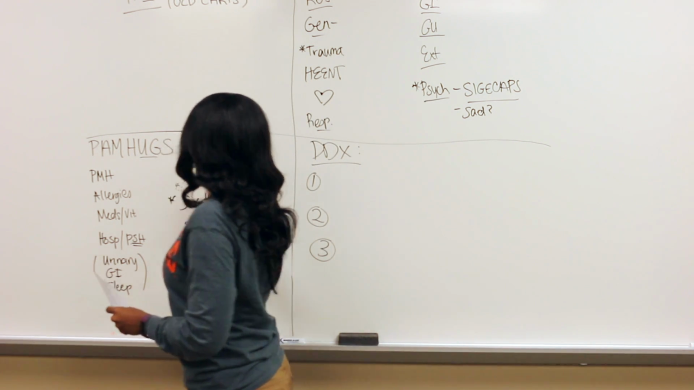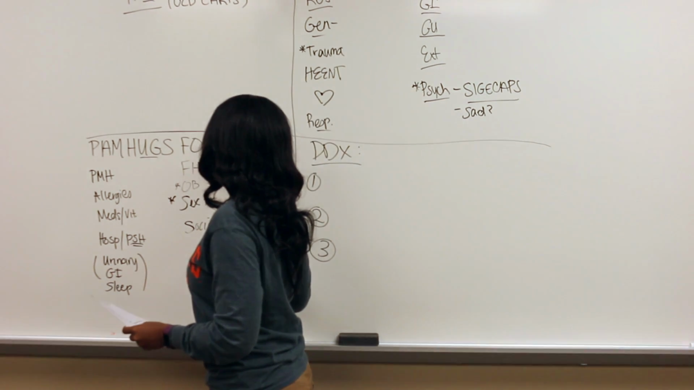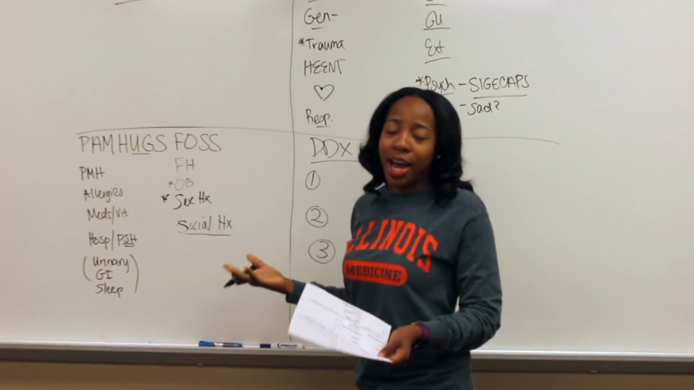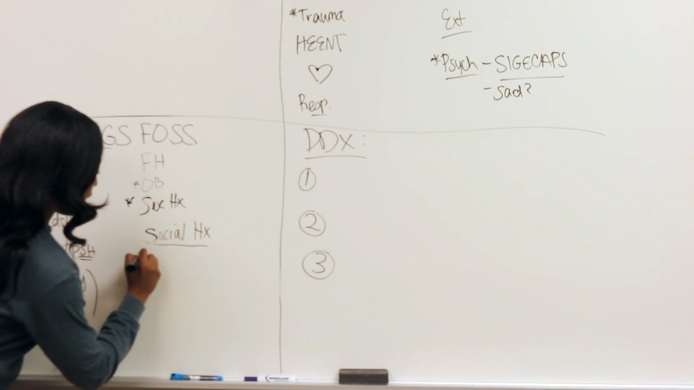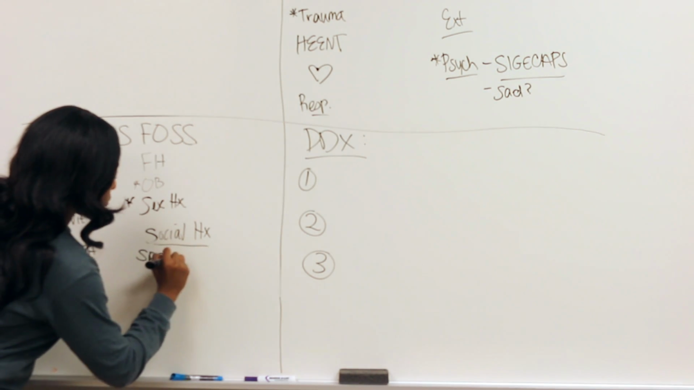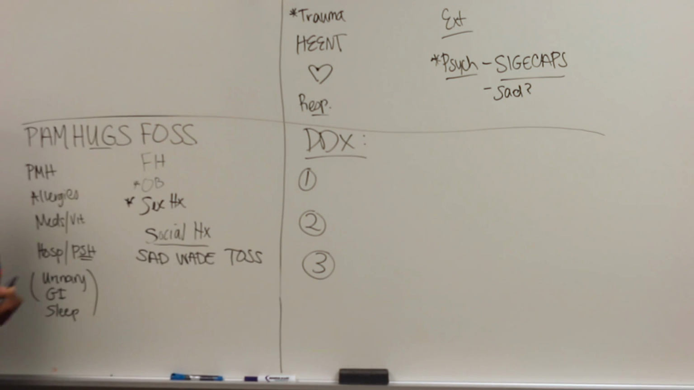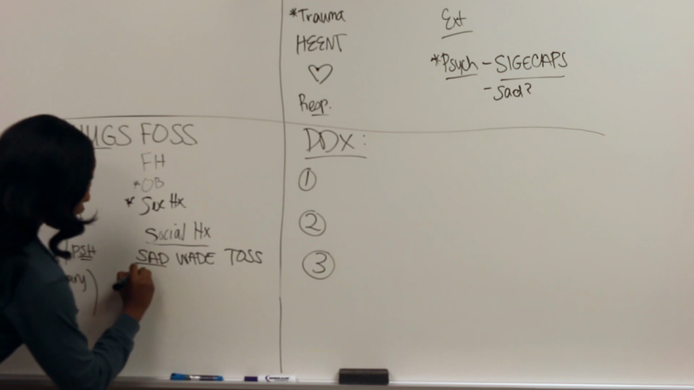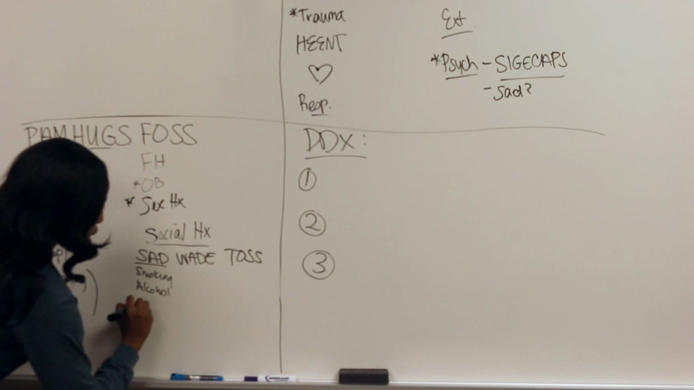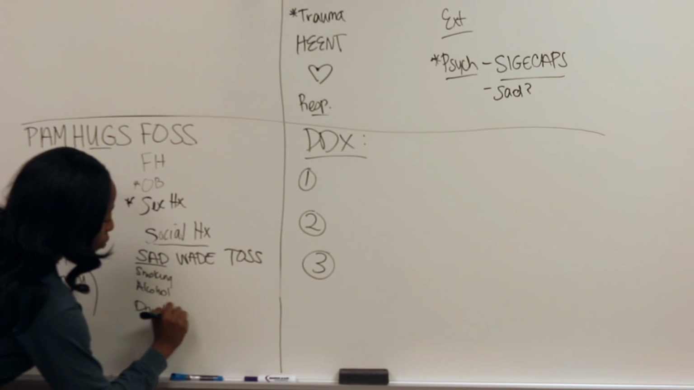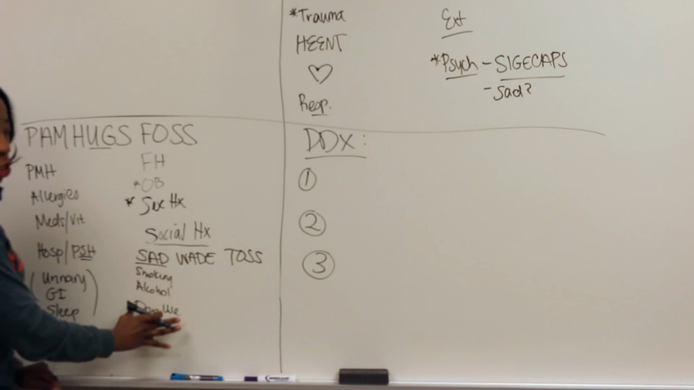And then over here, the last S is social history. And if you haven't noticed, I'm a mnemonics kind of girl, so I have another mnemonic for social history. That mnemonic is SAD, WADE, TOSS. And straightforward here, this is smoking, alcohol, drug use. Again, if you can't read this, it will actually be on Blackboard, so you can look exactly at what I'm writing. But this is smoking history, alcohol, and drug use.